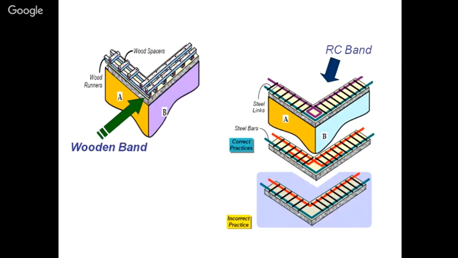In case you are providing RC bands, this is the right configuration which we have here. They have also shown an incorrect practice, because in the incorrect practice, it is not at the corner junction, and it is not confining the corner using the reinforcement. That is why it has been shown as an incorrect practice. You are required to anchor and confine the corner, because the corner is the most critical and vulnerable part of the structure. This is the purpose for which we are providing the bands, to confine the structure.